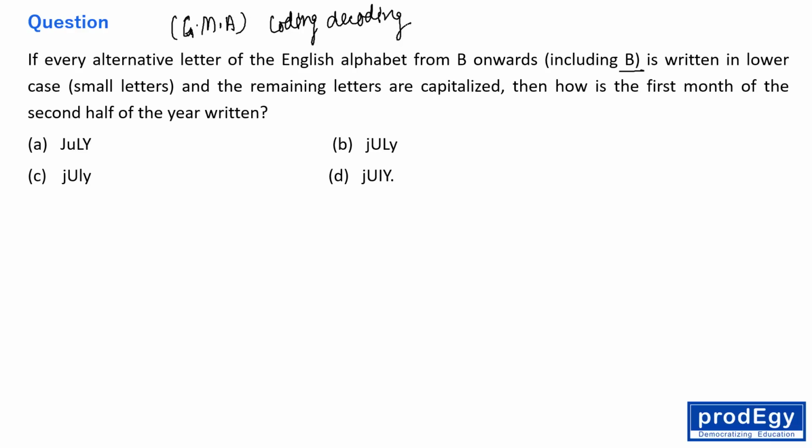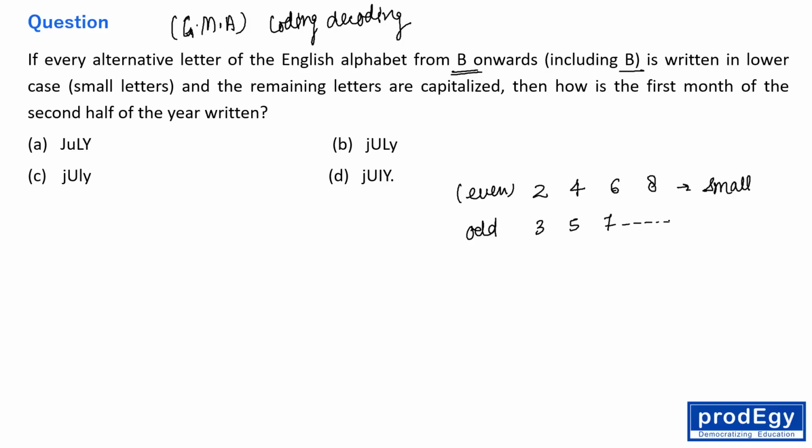Here, starting from B onwards, B is the second alphabet of the English alphabet, so B is 2. So 2, 4, 6, 8, they all are written in the small case. It means even numbered alphabets are written in the small case, and odd numbered alphabets are written in the uppercase. So 3, 5, 7 and so on are written in the uppercase.